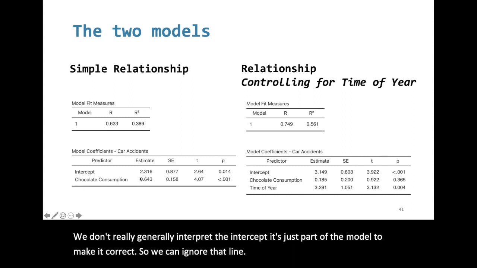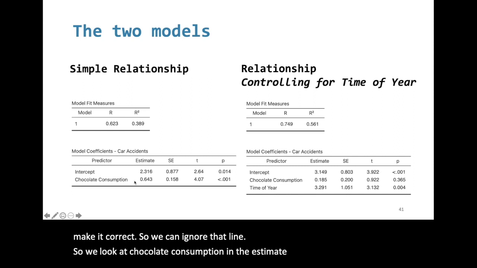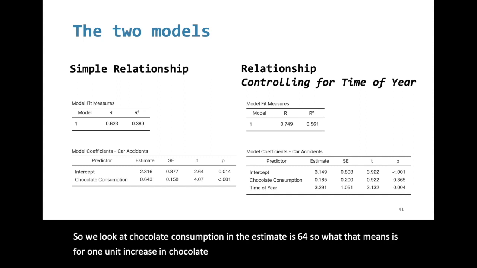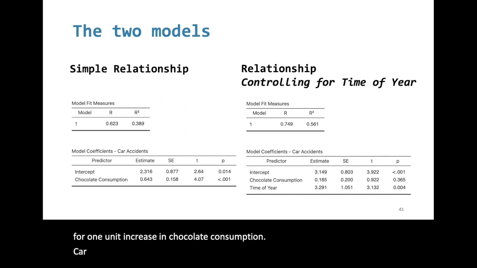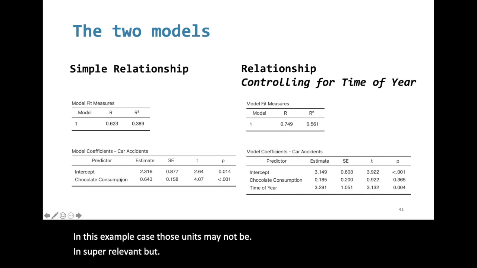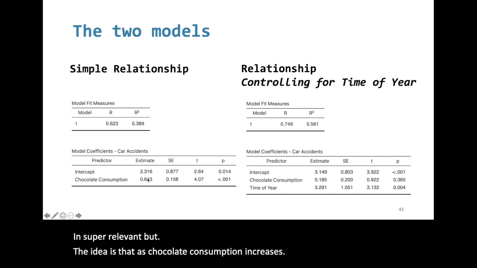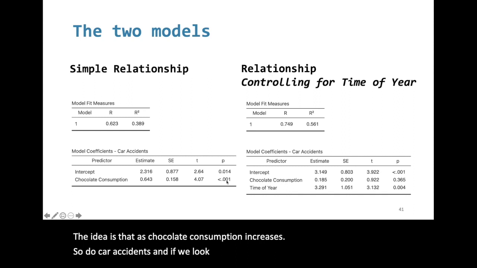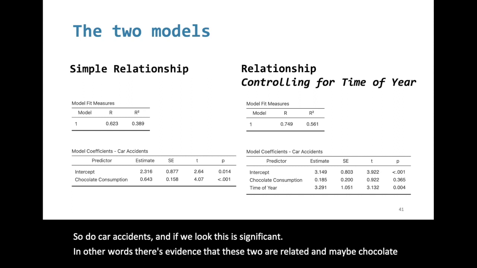So we look at chocolate consumption, and the estimate is 0.64. What that means is for a 1 unit increase in chocolate consumption, car accidents increase by 0.64. In this example case, those units may not be super relevant, but the idea is that as chocolate consumption increases, so do car accidents. And if we look, this is significant. In other words, there's evidence that these two are related and maybe chocolate consumption is causing more accidents.